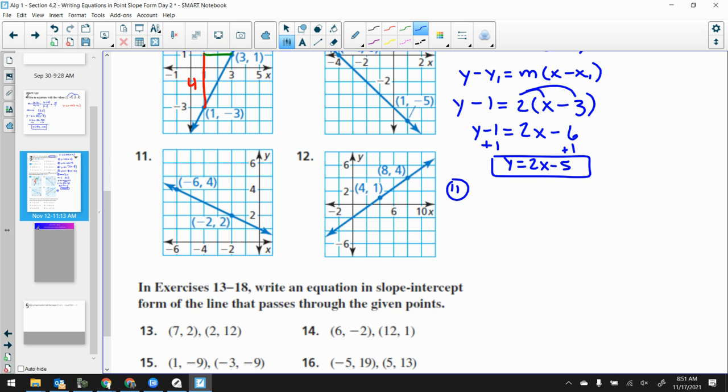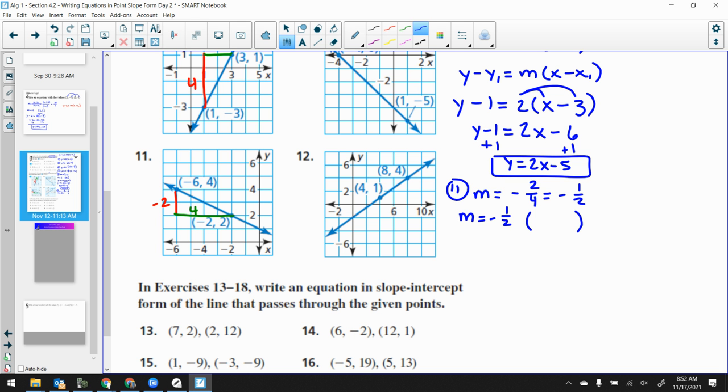Same type of thing. Okay, let's first start off with our slope. Okay, we go down 2, and then we go right 1, 2, 3, 4. All right, now this one is a little bit more tricky because it's going to be a rise of 2 and a run of 4, so it's negative 2 over 4, negative 1/2. So my slope is negative 1/2. And what coordinate, Solomon, what coordinate would you like to choose here?